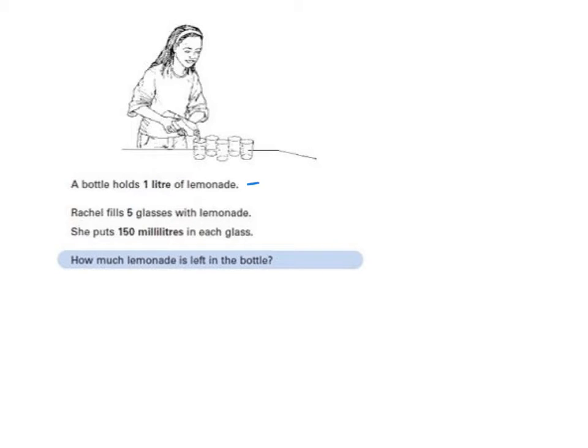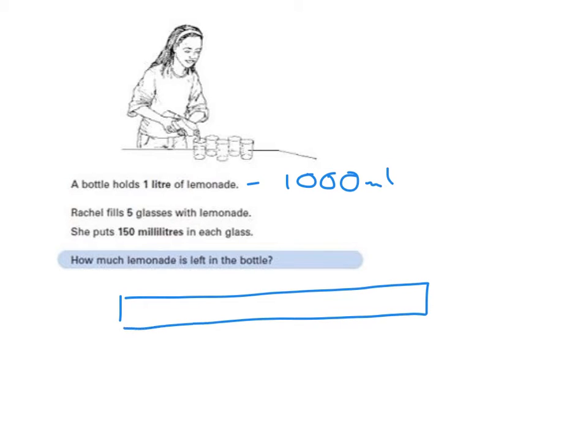So I know that 1 litre of lemonade is 1,000 millilitres. So I'm going to draw my bottle. This is my bottle of lemonade with 1,000 millilitres in it. Rachel's filling 5 glasses with lemonade and she puts 150 millilitres in each glass. So I'm going to draw those glasses. So I've got 150 in here, 150 in the second glass, in the third glass, in the fourth glass, and then the fifth glass. And there is some left in the bottle.